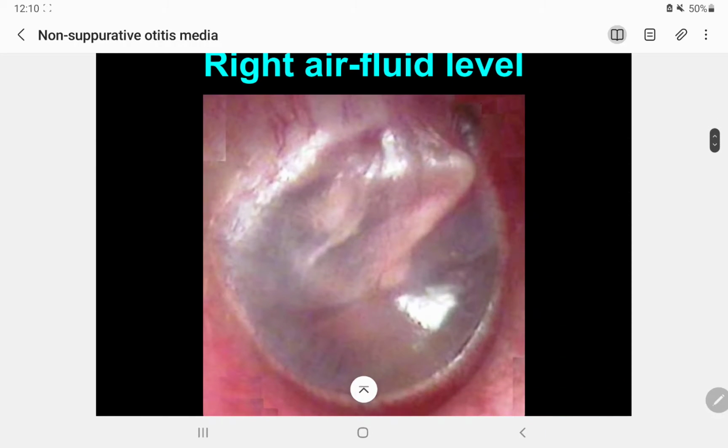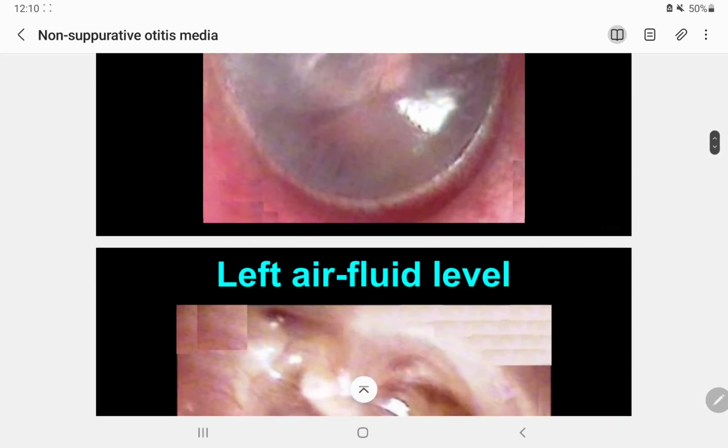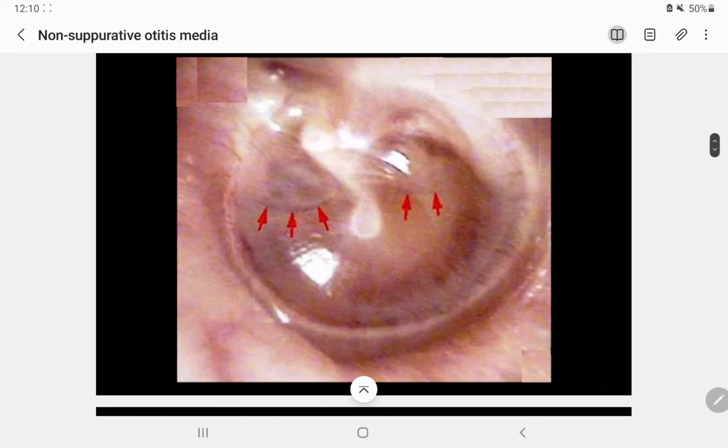And we can also see the air fluid level, right? Here, this is a right tympanic membrane, so we can see here it's all air and fluid. This is all air and this is all fluidy, right? A little bit of blistering can be seen. And then yeah, we can appreciate it more nicely on here.